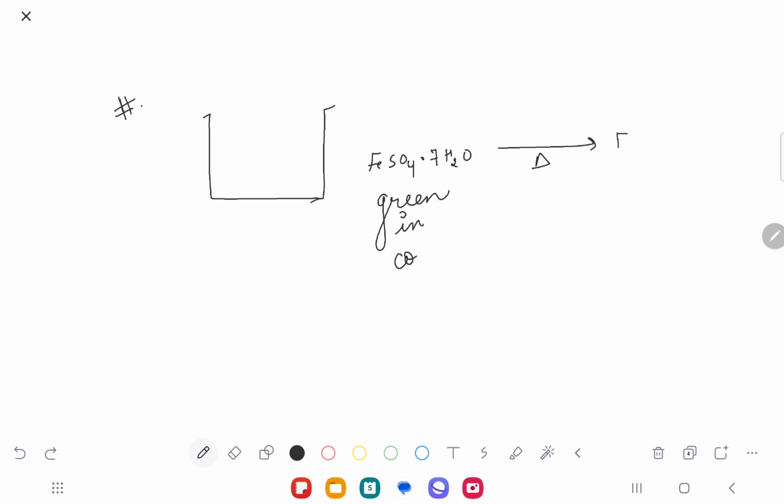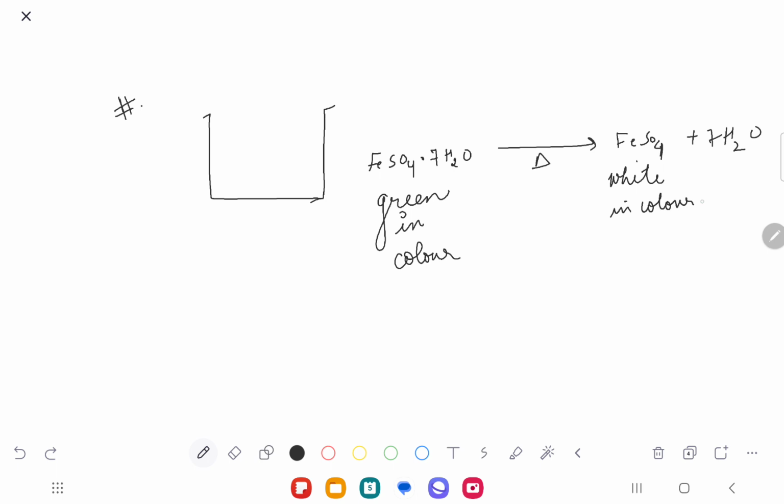For example, the reaction was happening, and if I take FeSO4.7H2O, this is one of my reactants, right? If I heat it, it was green in color, and after heating, it becomes simple FeSO4 and 7H2O gets lost, and it becomes white in color.